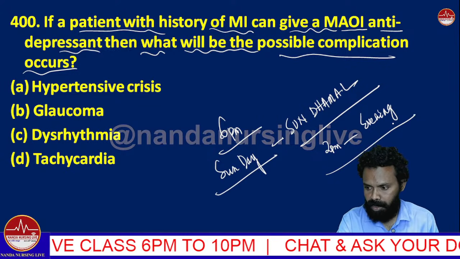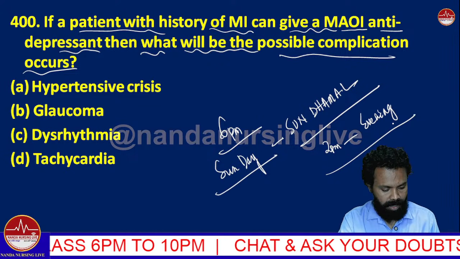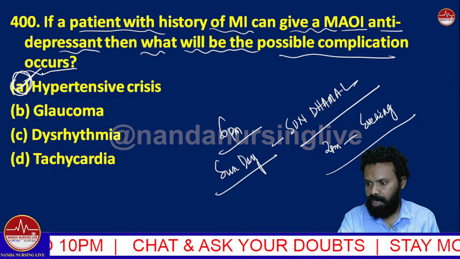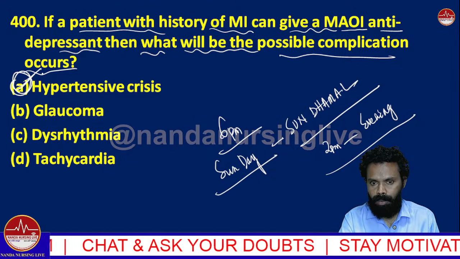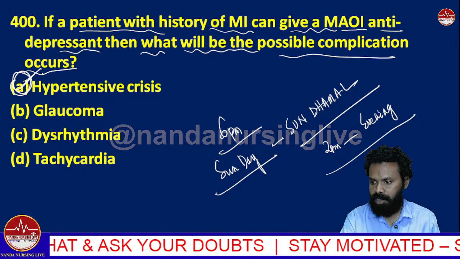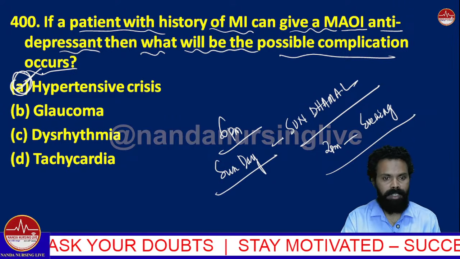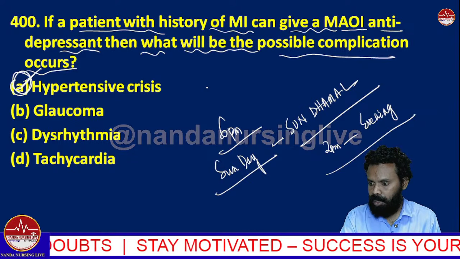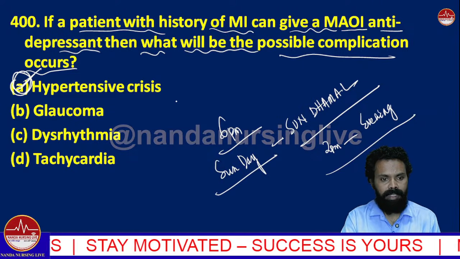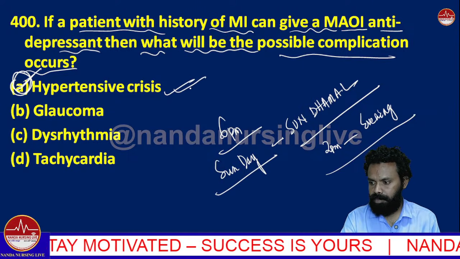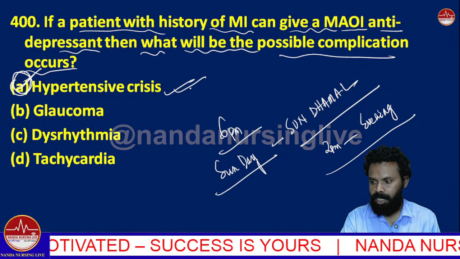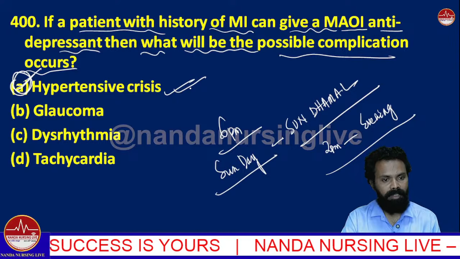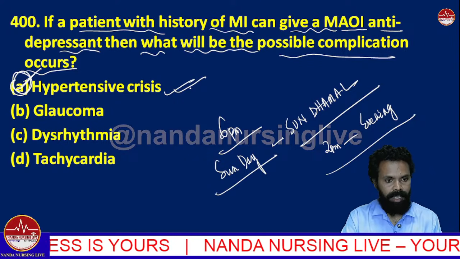So option A is the correct answer. Very good. Hypertensive crisis is the correct answer. MAOI, monoamine oxidase inhibitors, are a type of antidepressant medication, right? MAOI can increase the risk of hypertensive crisis, beta, and this is a life-threatening condition where blood pressure increases. So option A is the correct answer, beta.